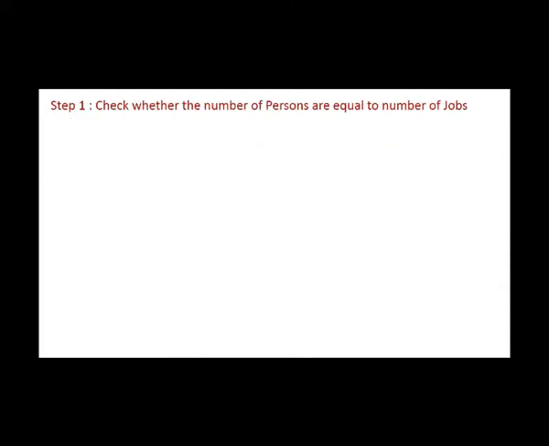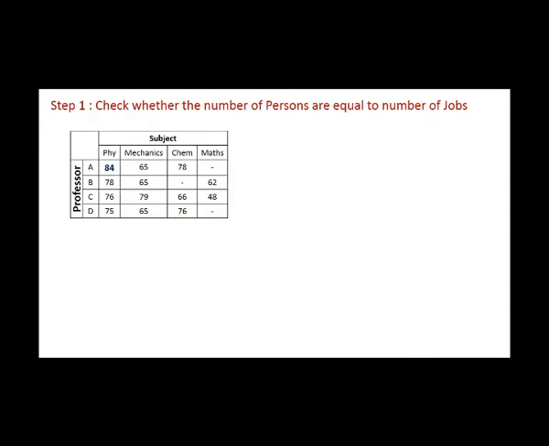First step, check whether the number of persons is equal to the number of jobs. Yes, there are four professors and four subjects, so this is okay. Now, in the question it was asked to maximize the total result, so it is a problem of maximization. To apply the Hungarian method, which we have been applying since the first problem, we need to convert this matrix into a minimization matrix.